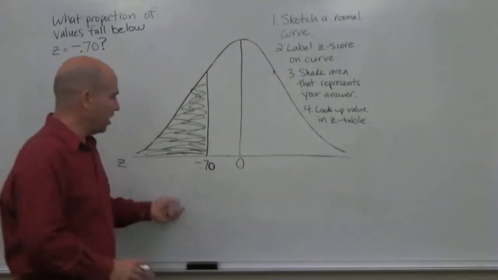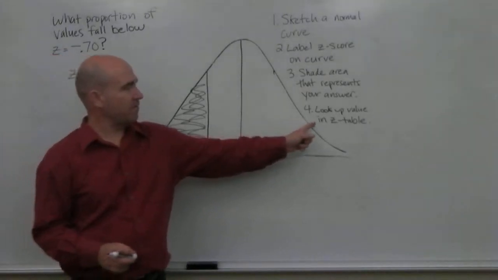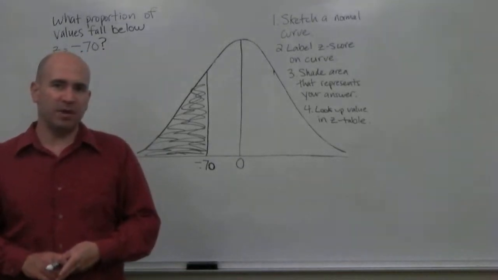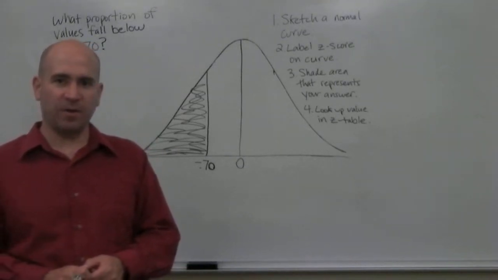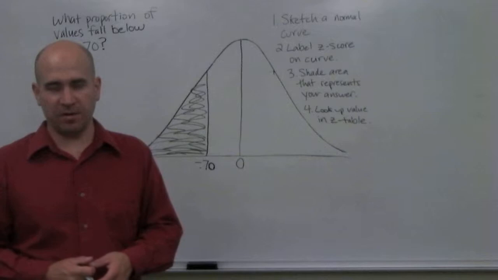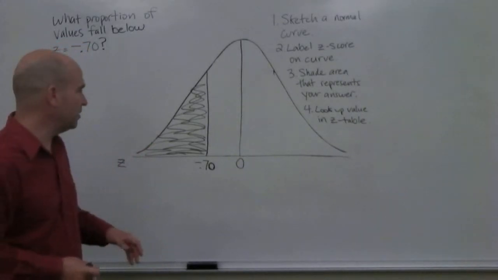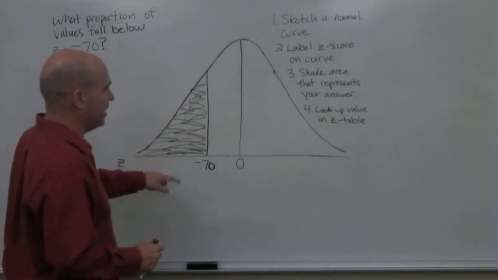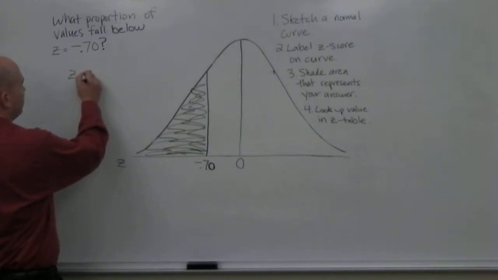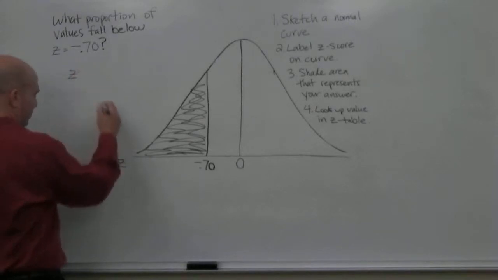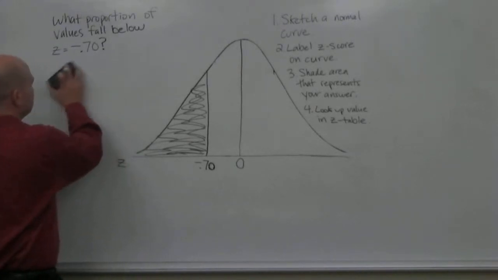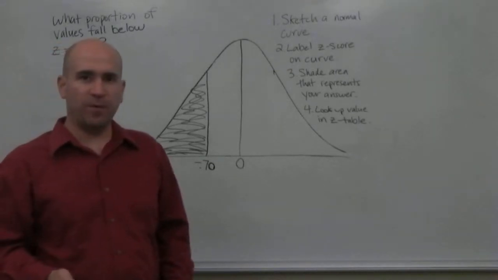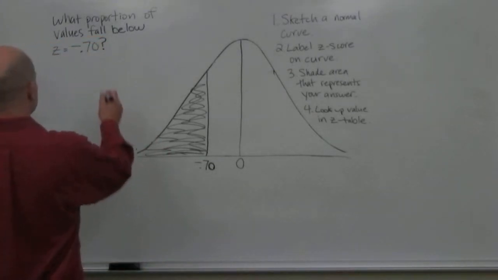So to solve this problem, all we need to do now is complete our fourth and last step. Look up the value in the z table. So you want to go to your z table and find where a z of 0.70 is located. And then you're going to look for the area in the tail. In our tail, you should find under 0.70, the proportion should be 0.2420.